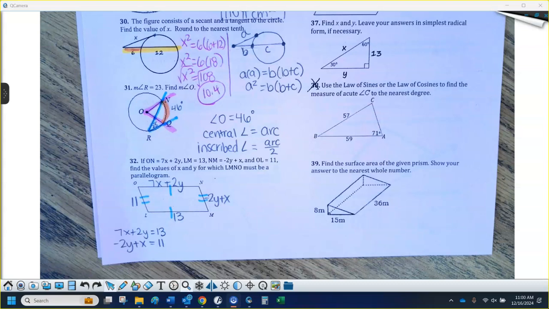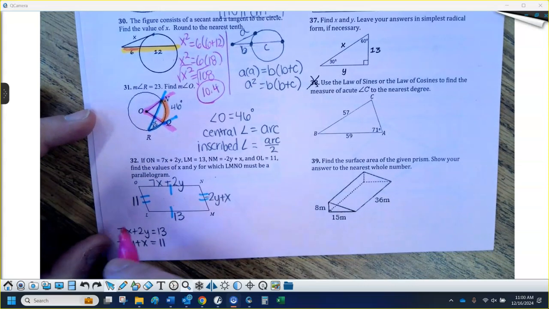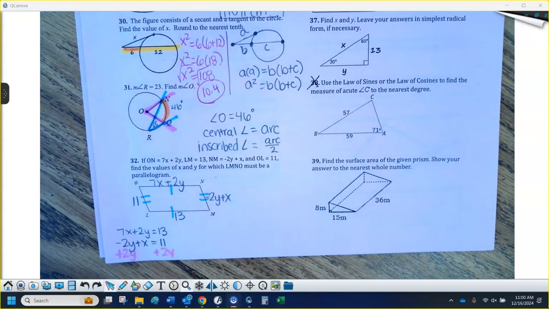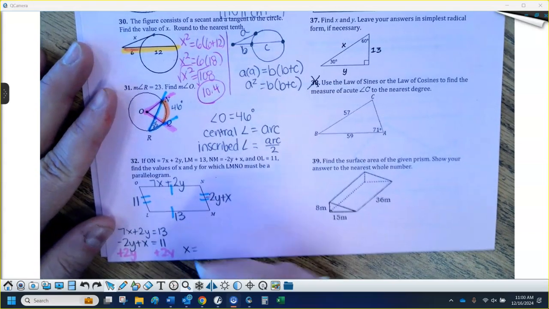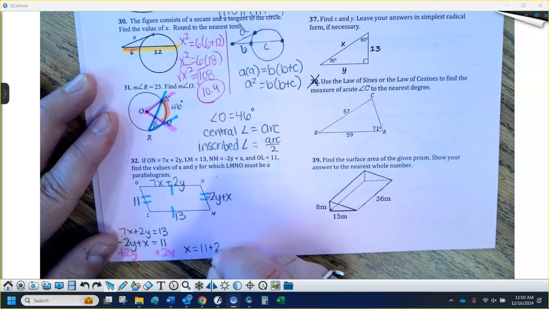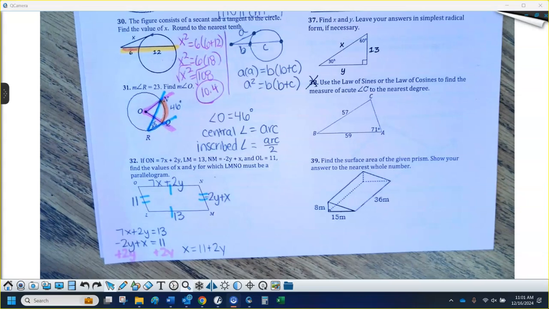Probably the easiest way I could tell you to do this, I'm just going to do one step in this second equation. I'm going to add 2y to the other side there. My goal at this moment is just to get the x by itself because it would be easy to get a variable alone there. So I would just say that x is equal to 11 plus 2y. We have 2 equations with 2 different variables in each one. This is a system. So the easiest thing I can tell you to do, get that x alone real quick.